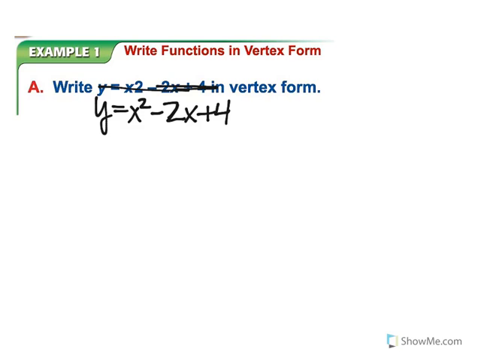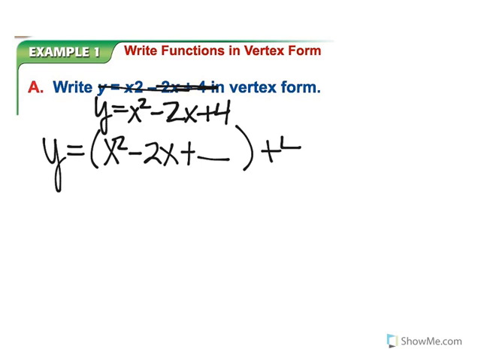So for example 1, we're going to write y equals x squared minus 2x plus 4 in vertex form. In order to write this in vertex form, we must complete the square. Well, the problem is that this is not a perfect square, so we have to make it into one. So the way we're going to set it up is y equals parentheses x squared minus 2x plus blank, close parentheses, plus 4 minus blank. Whatever we put in these blanks are going to be the exact same thing.